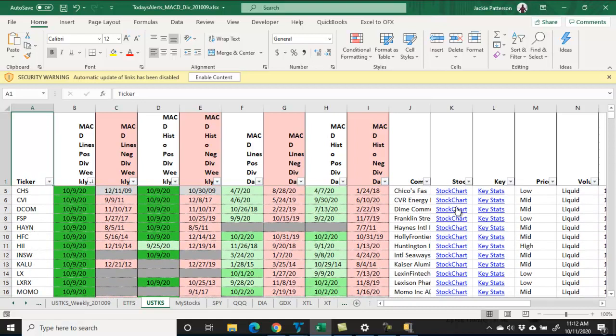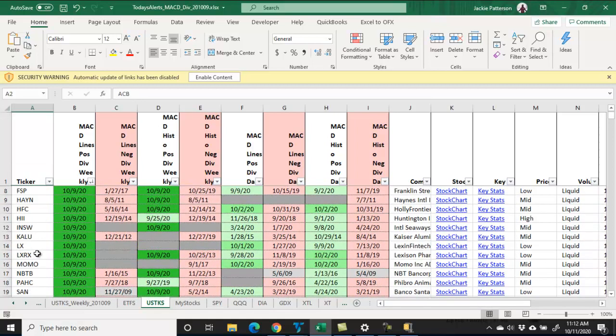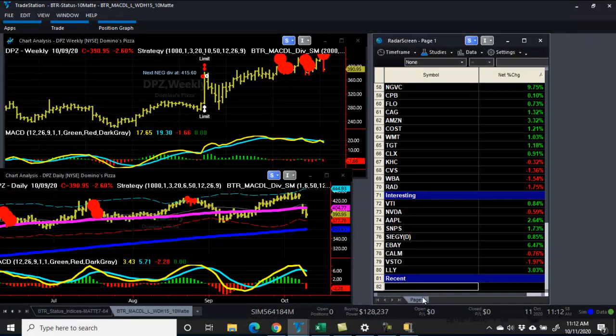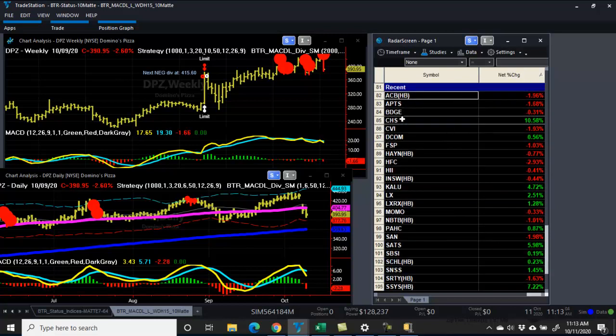What I do to look at a whole bunch of these at once is I will select them and hit Control C to copy. Then I come over to TradeStation. I have my charting all set up, and I just paste into RadarScreen. And then I can take a look at these different divergences.